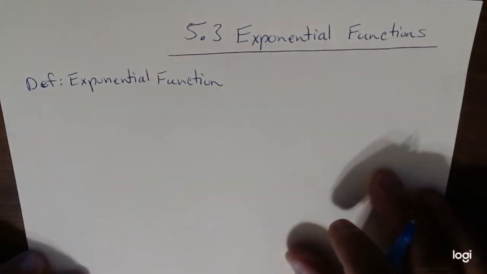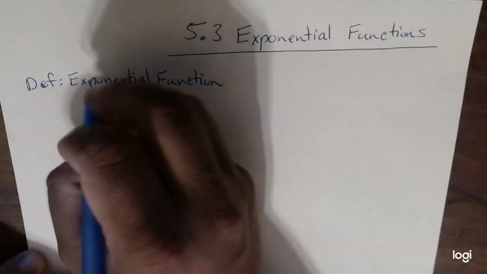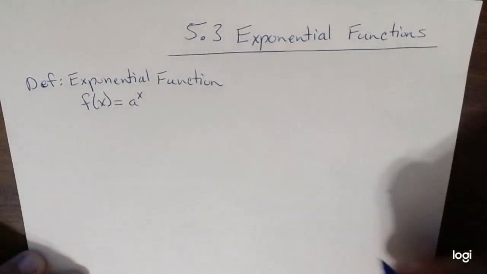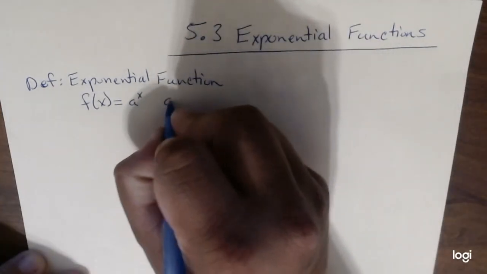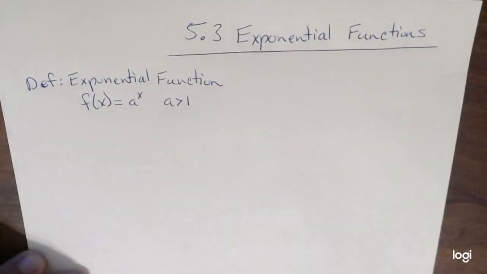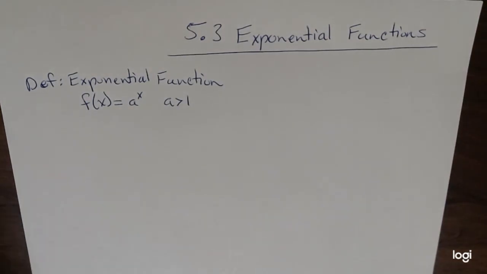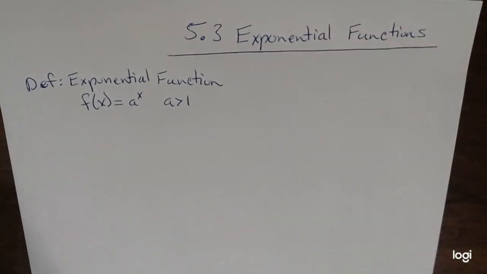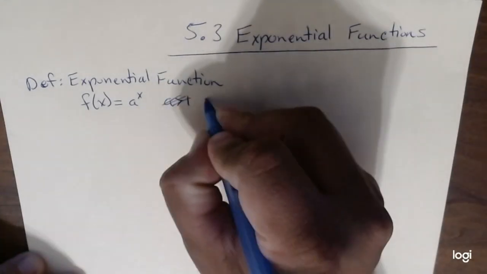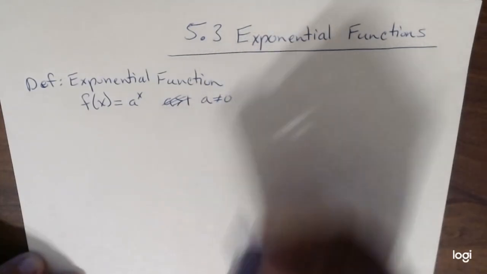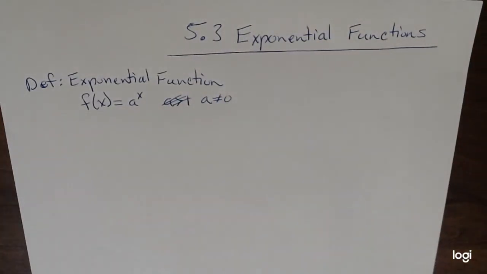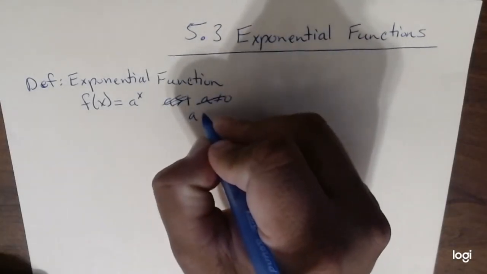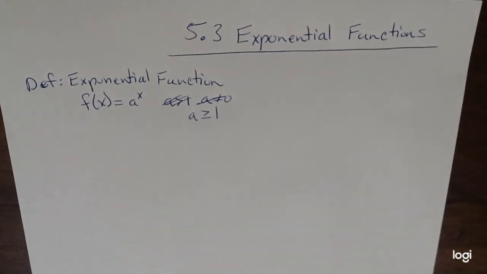So the definition of an exponential function is the function f of x equals a to the x power, where a is some number bigger than 1. Or essentially, it could be non-zero because we're going to deal with fractions as well. If it's easier, we could say a is non-zero, or just 1 or more itself. That gives you the exponential function.